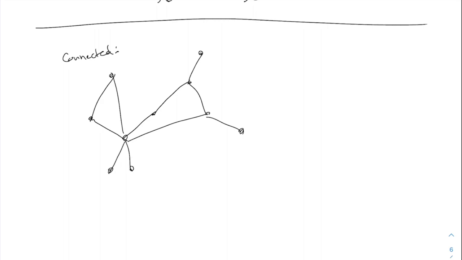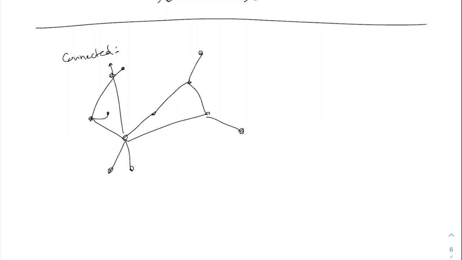I can make a little doggy. This is connected, all right? Because it's all in one piece. The technical definition is it is possible to get from any one of these vertices to any other along a path. Like this one can be joined to this one by a path inside the graph. So this one is connected.